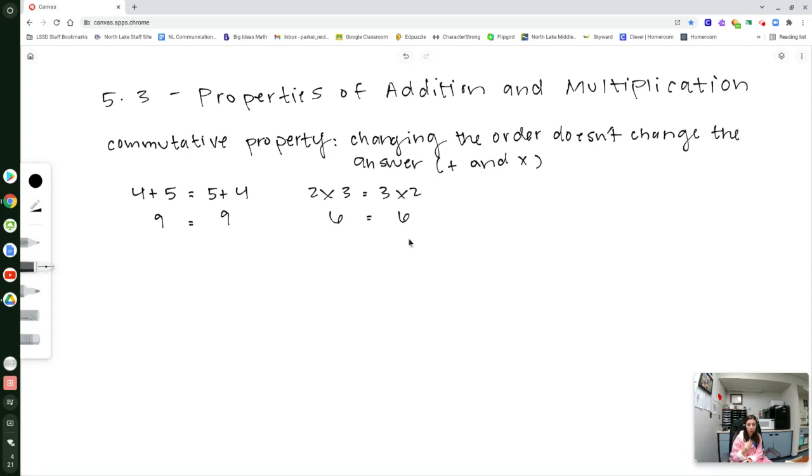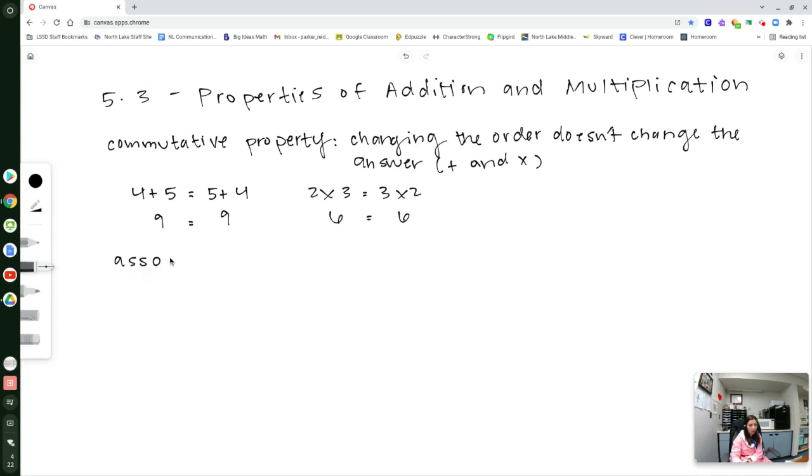The way I like to remember the commutative property is I think about commuting to and from work. When someone commutes to and from work, that means they drive to work and then they drive back in the opposite direction. They're changing the order. So commutative property, you commute to and from work. Changing the order does not change the answer, right? If you drive to and from work, it's the same distance both ways, even if you're going in a different order, in a different direction.